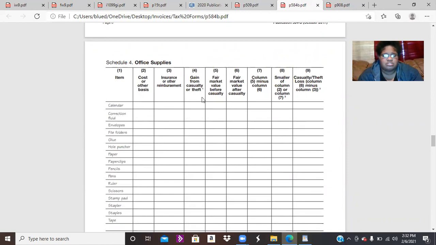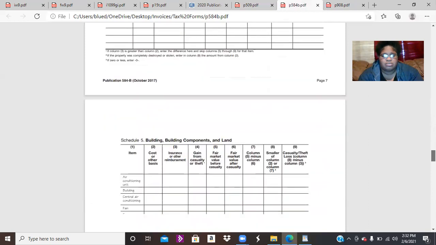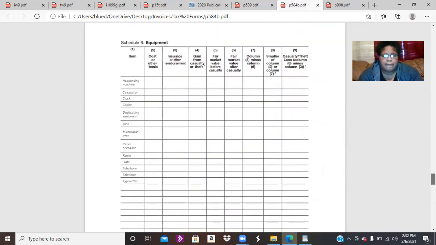So you've got your insurance reimbursement, gain from casualty or theft, fair market value before casualty, fair market value after casualty, column 5 minus column 6, smaller of column 2 or column 7, casualty theft loss. So basically you would write down what it cost you, what the insurance would reimburse you, what you gain from the casualty or theft, then you've got the before and after cost on that. So that's basically what this is.